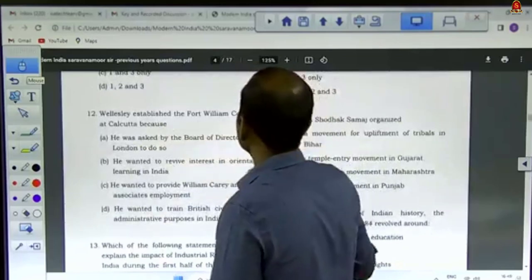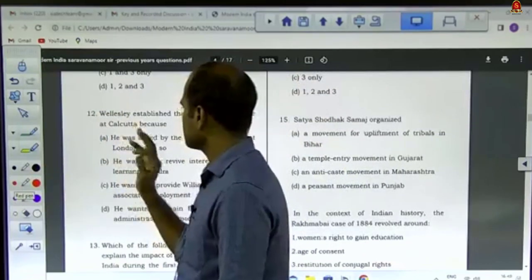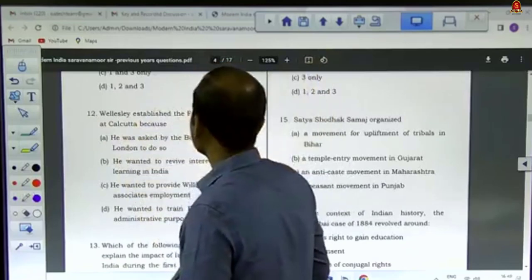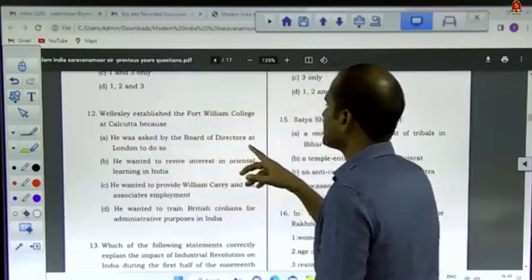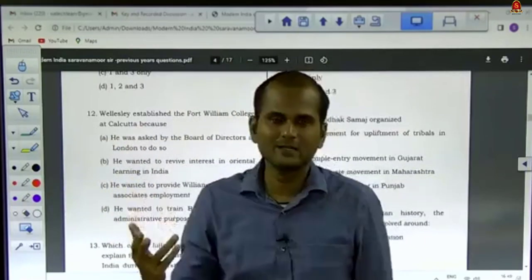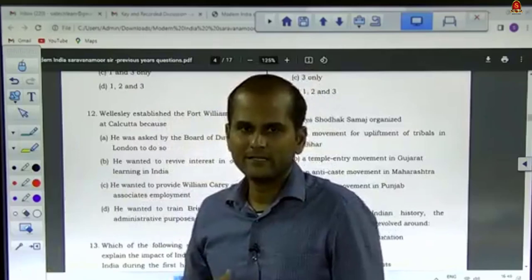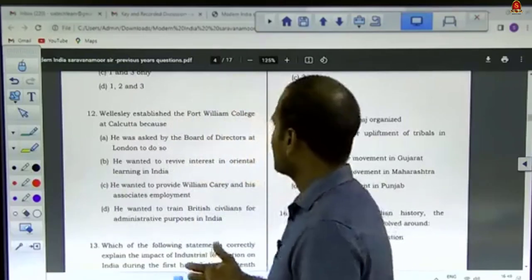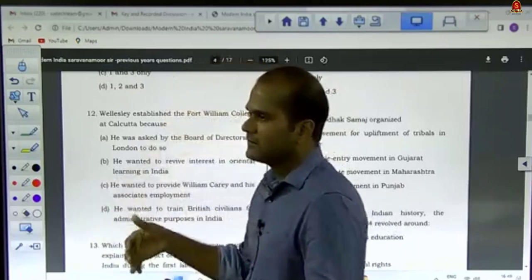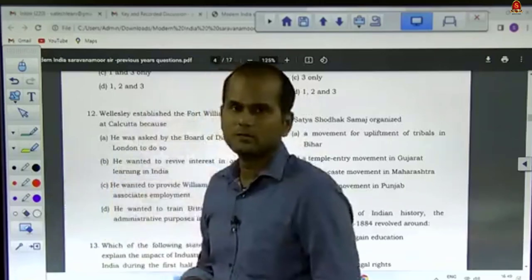Next, Wellesley established Fort William College at Calcutta. For what purpose? Was he asked by the board of directors in London to do so? No, actually he didn't even inform the board of directors or court of directors. That's why, a few years after the college was introduced, it was closed. The civil service college at Fort William was closed, and a permanent college was opened at Haileybury.